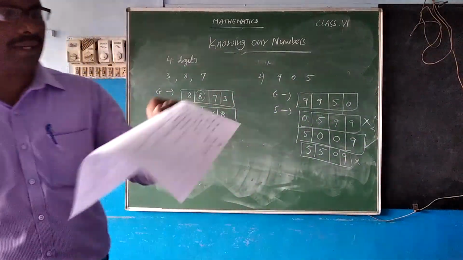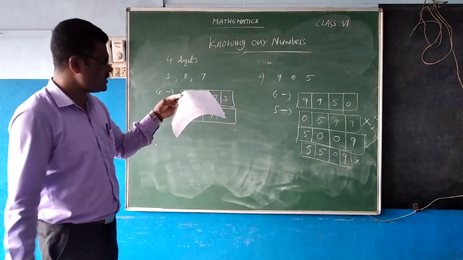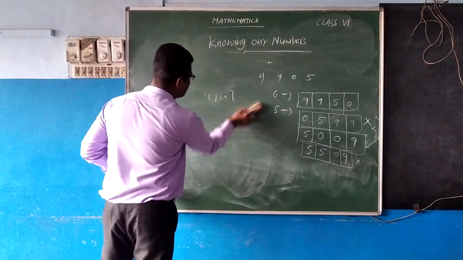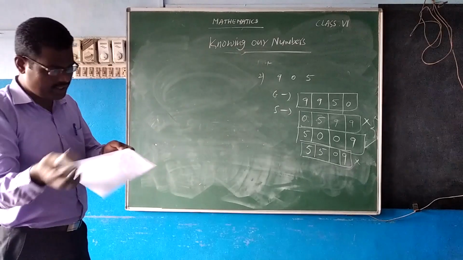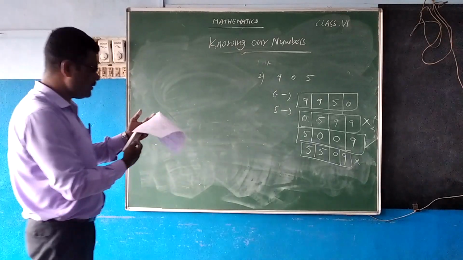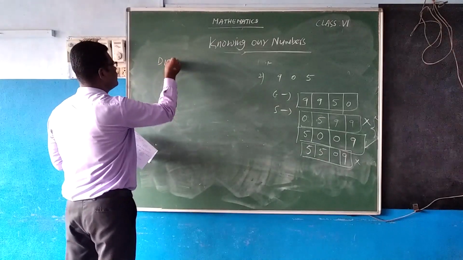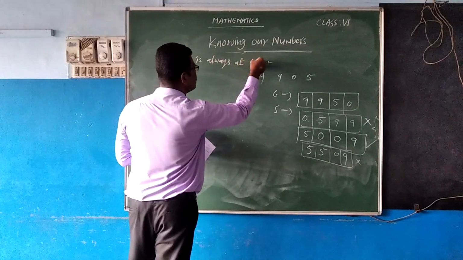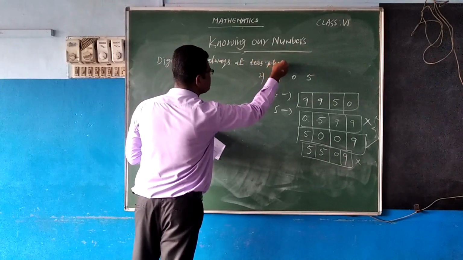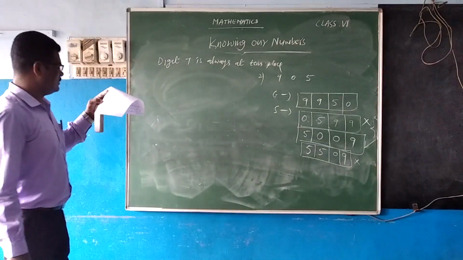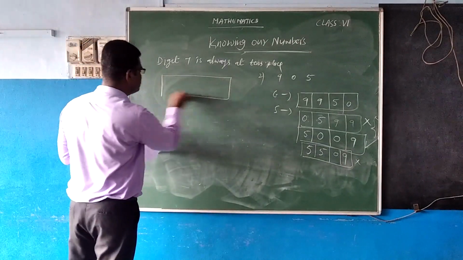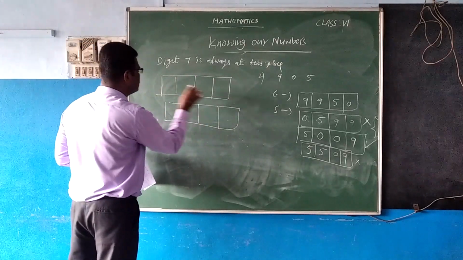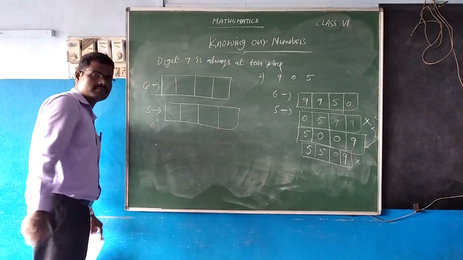Now again, same thing. Make the smallest and greatest 4-digit number using the digits with the condition as given. What is the condition? Digit 7 is always at the 10th place. So the number you have to choose, you need to write the smallest number and greatest number. This is the greatest, this is the smallest.